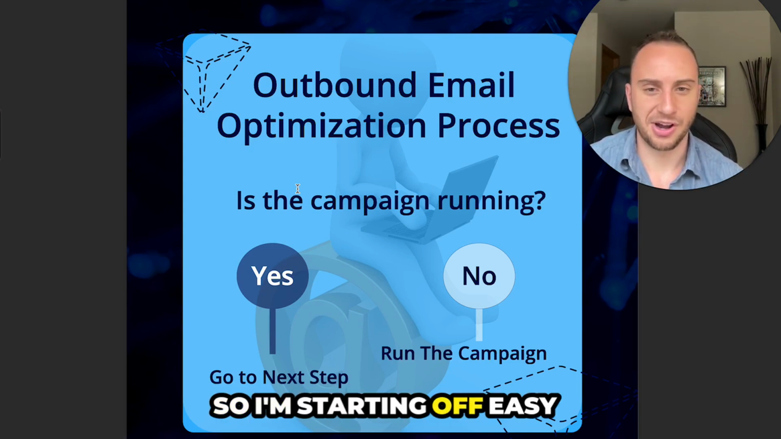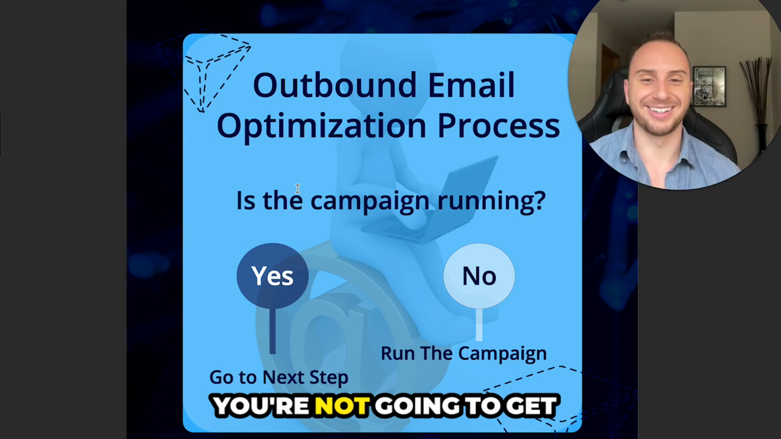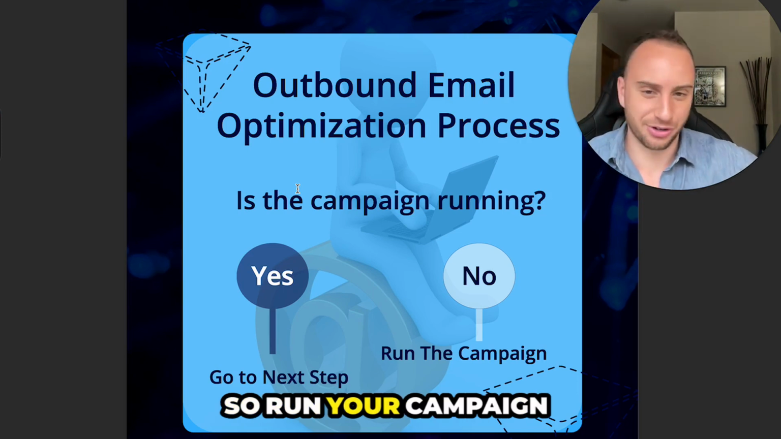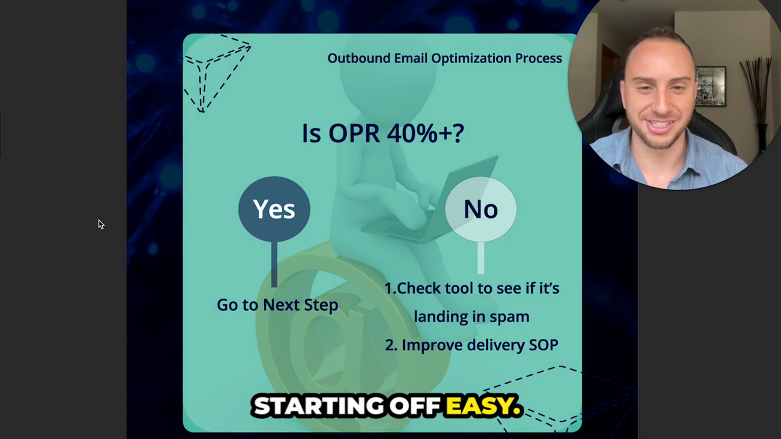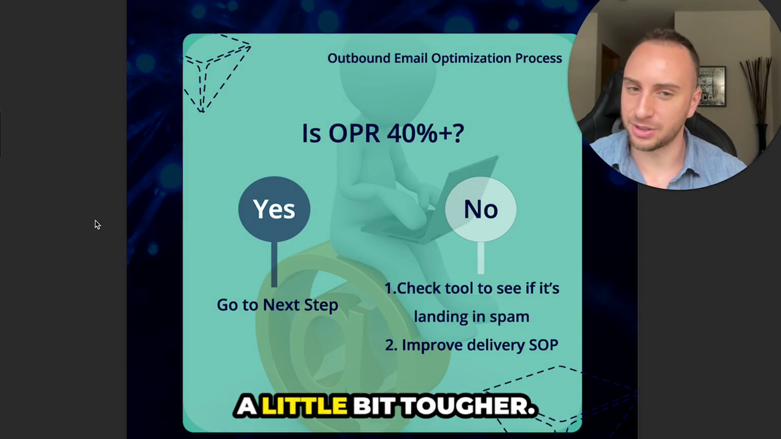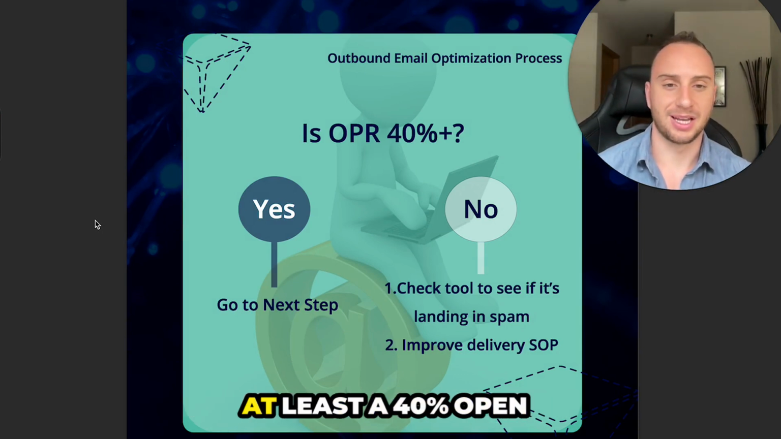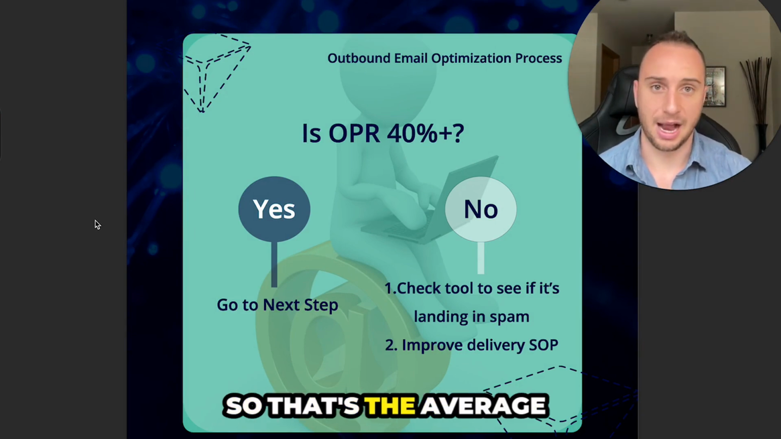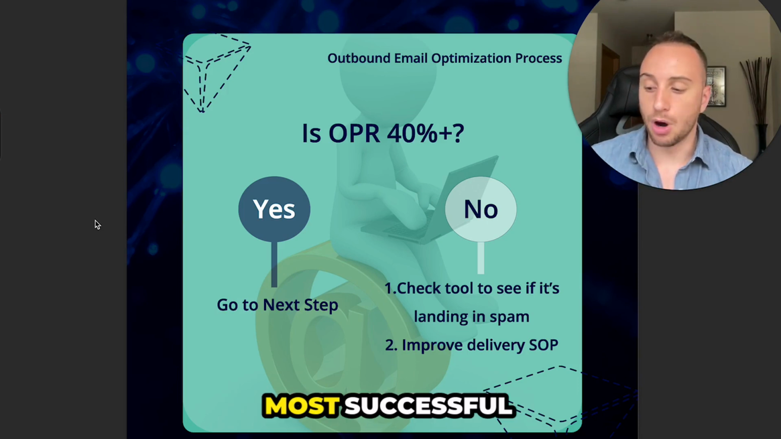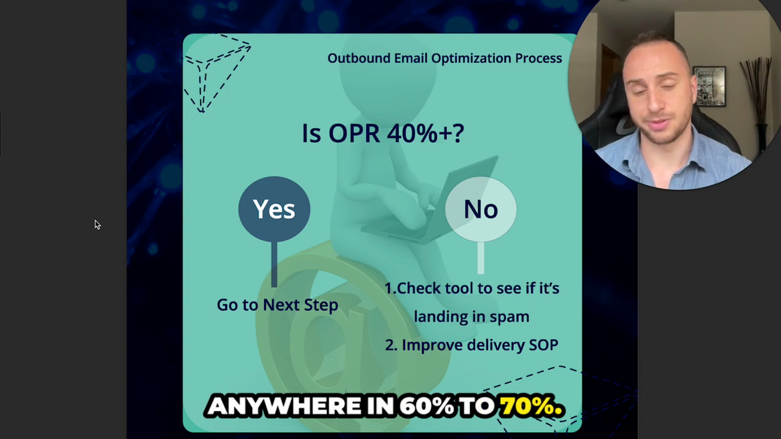I'm starting off easy here with, obviously, if your campaign's not running, you're not going to get any booked meetings, so run your campaign. Super simple. But here's where it gets a little bit tougher: open rates. What we noticed is that successful campaigns had at least a 40% open rate. This does vary, that's more the average. Most successful campaigns that we've seen are going to be anywhere in 60 to 70%.